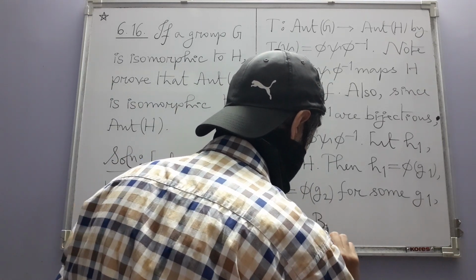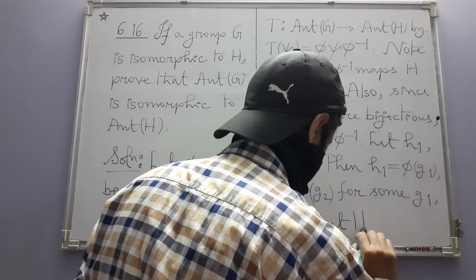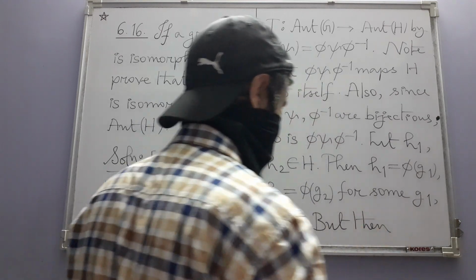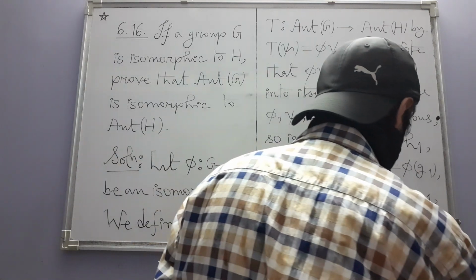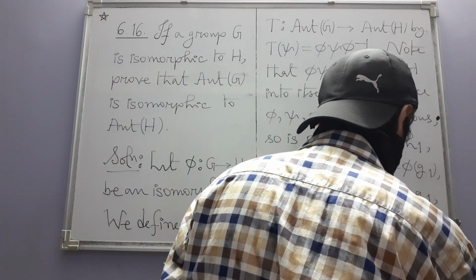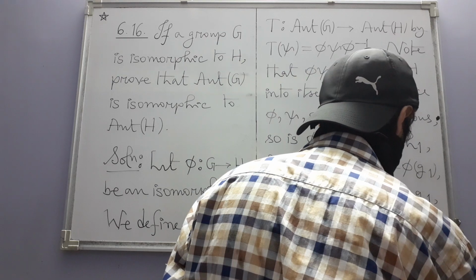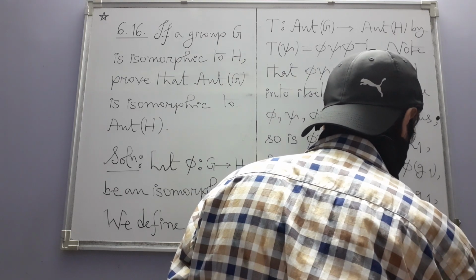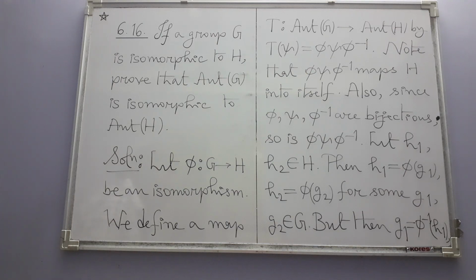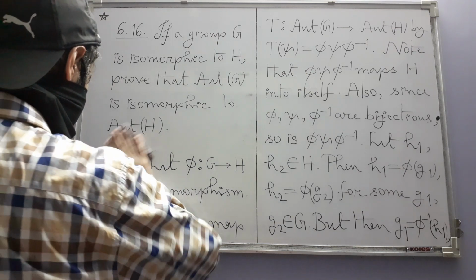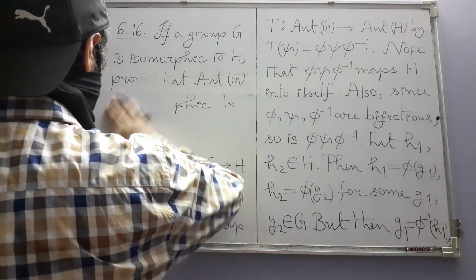But then from these equations, what do we get? G1 is equal to phi inverse of H1 and G2 is phi inverse of H2 by definition of inverse function.